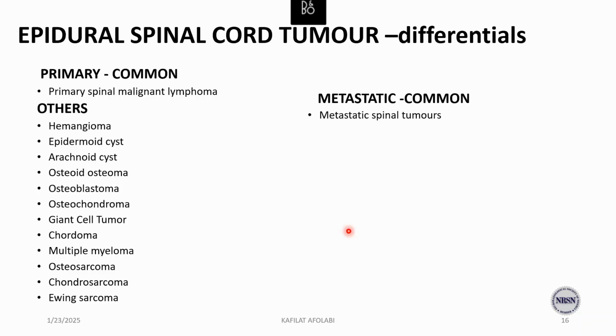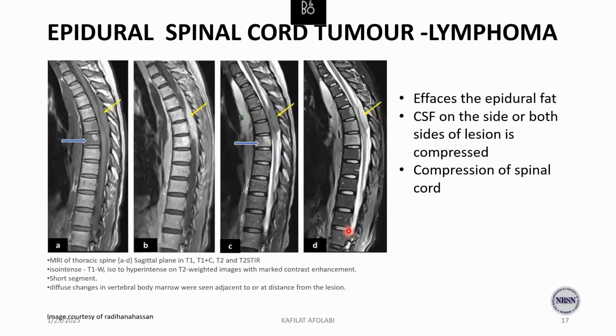So I'm going to be talking about the most common ones because time is not our friend, so we can't possibly take them one after the other. But it's very important when you are evaluating an epidural spinal cord tumor that at the top of your differential should be either a malignant lymphoma or a metastatic tumor. So this is a confirmed case of lymphoma, but before we go to that, how do we know that a lesion is in the epidural space?